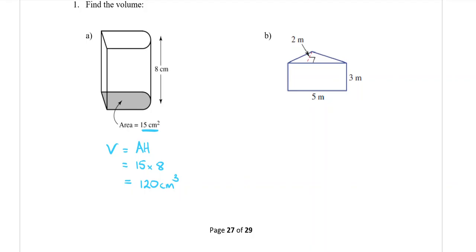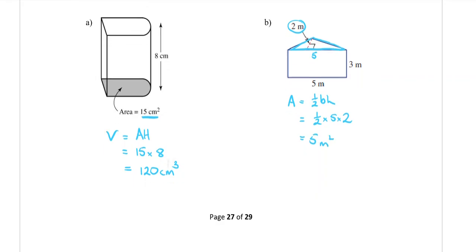In question 2, or part 2 there, we have got a triangular prism. So we are going to use V equals AH, but this time I need to work out the area of that triangle first. So the area of a triangle is A equals half BH. The base and the height of the triangle would be 5 and the 2. So it'd be half times 5 times 2, which is equal to 5 meters squared.